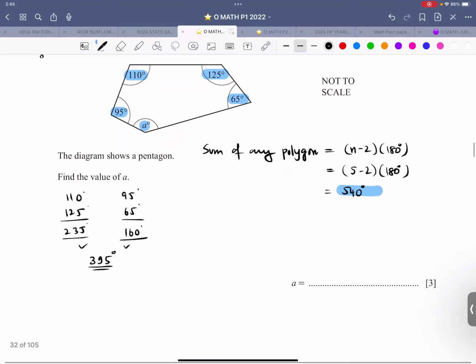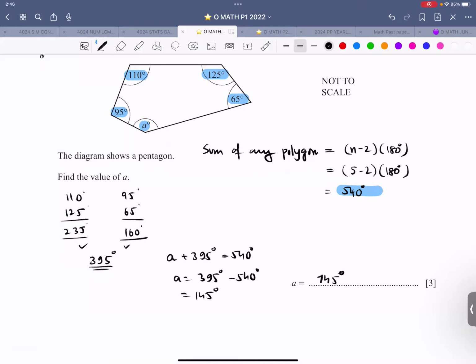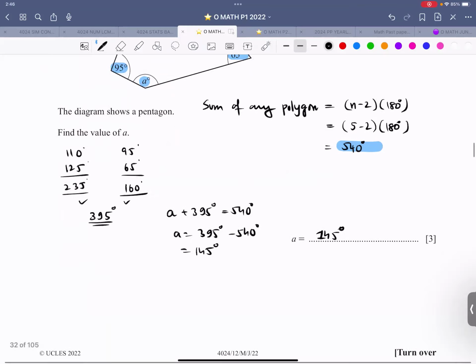And therefore, if I make A the subject, A plus 395 is 540. A is 540 minus 395. That's 140, 145. So this is 145. That's the answer for this part. Now this is all good, all clear.